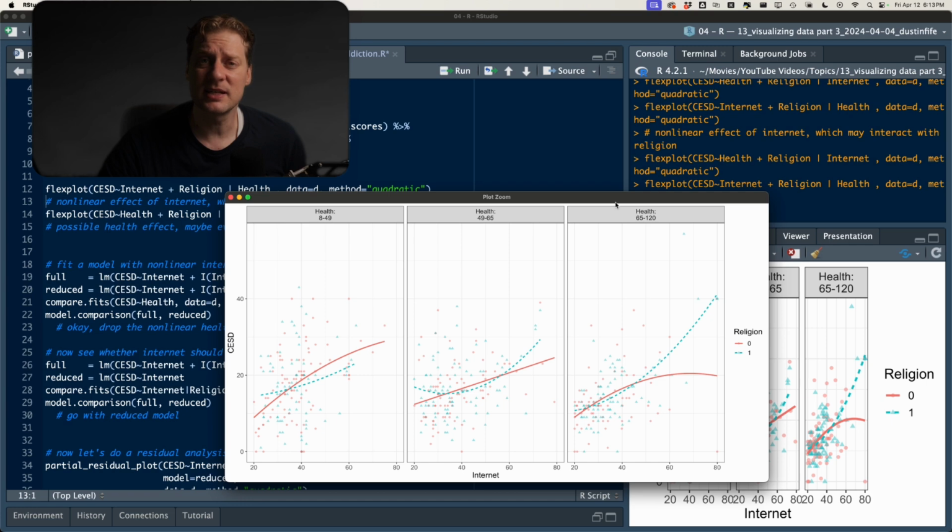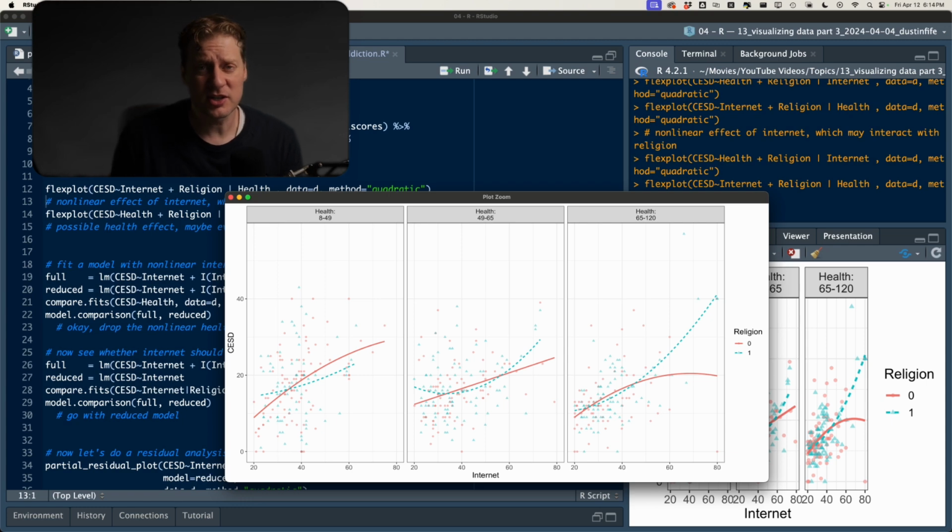And we also see some potential nonlinear effects going on. And it's also possible that there's an interaction with religion, especially if you look in this far right plot. You see that the slope for the non-religious people tends to be much less steep than for the religious people. And it's possible that interacts with health.